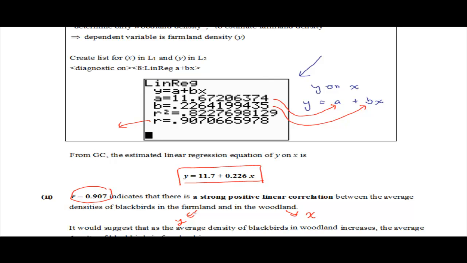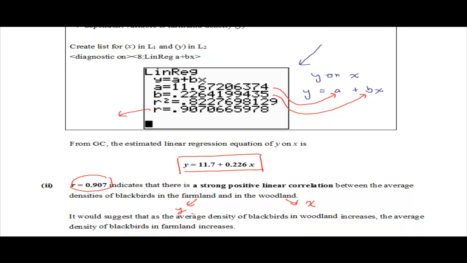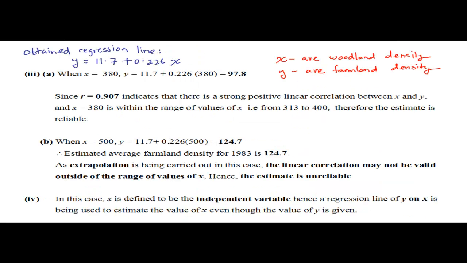It would suggest that as the average density of blackbirds in the woodland increases, the average density of blackbirds in the farmland increases. And how do we know this? It is very observable from the equation of the regression line that we have just obtained.